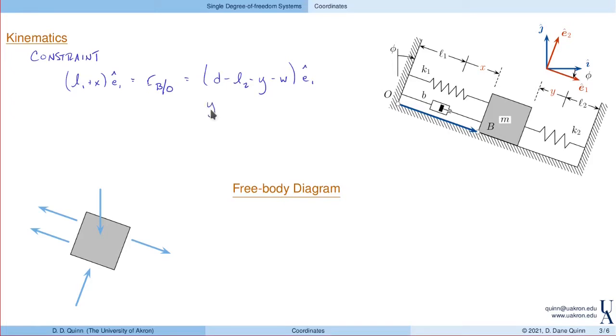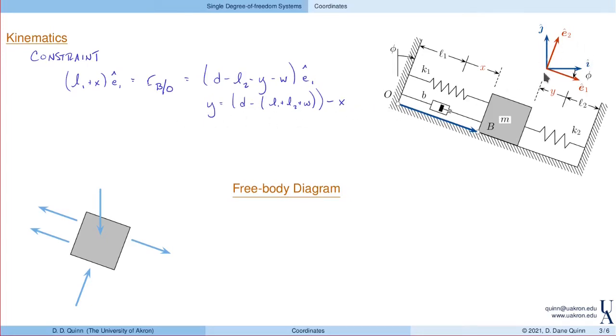So in particular, with a little bit of algebra, Y is equal to D minus L1 plus L2 plus W minus X. So if you know X, you can find Y, or if you knew Y, you could find X here.